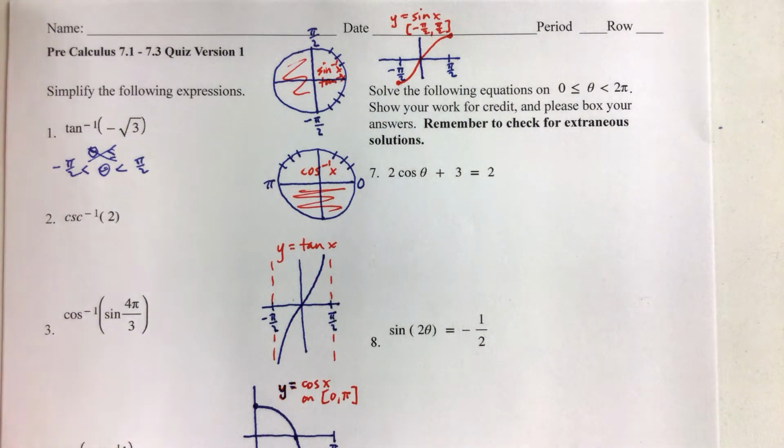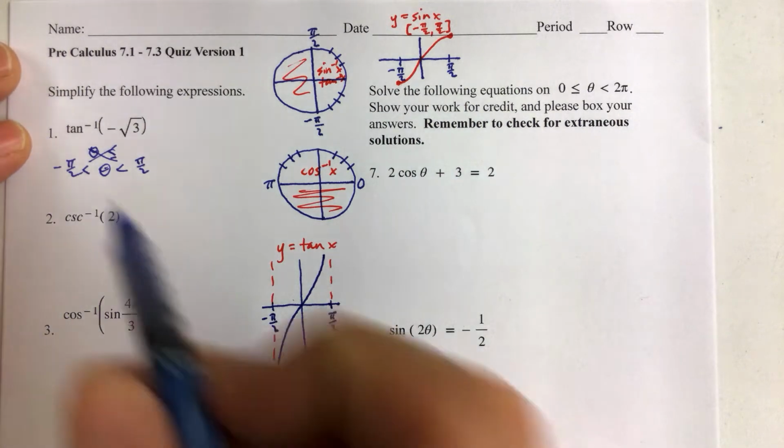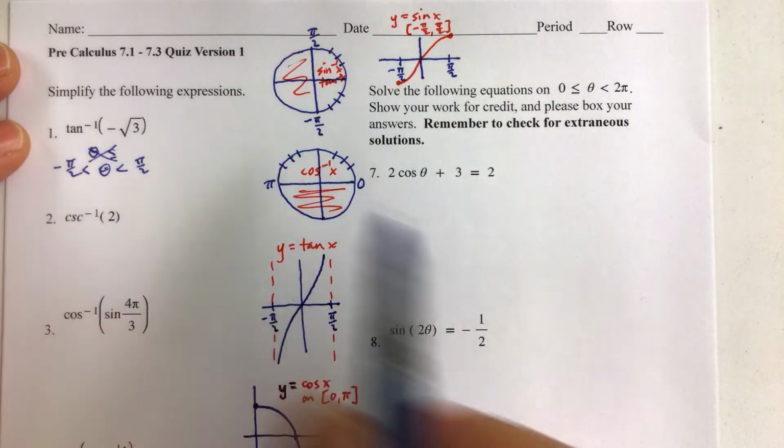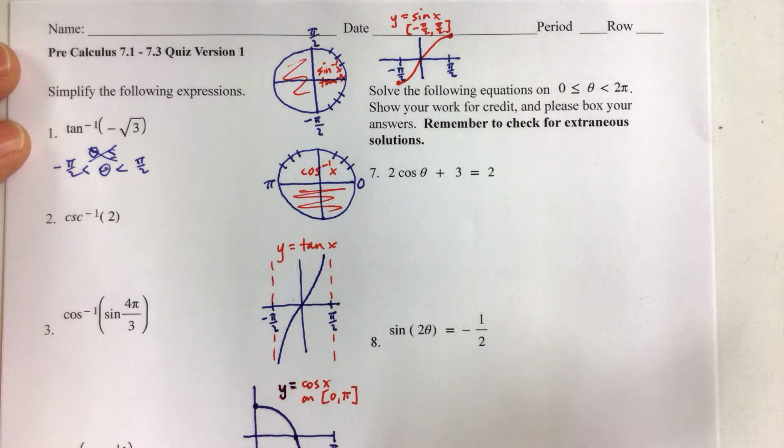In this video, I'll be explaining how to do the problems on the quiz. So starting with problem number one, kind of a mess already. We're looking for the inverse tangent of negative radical 3.